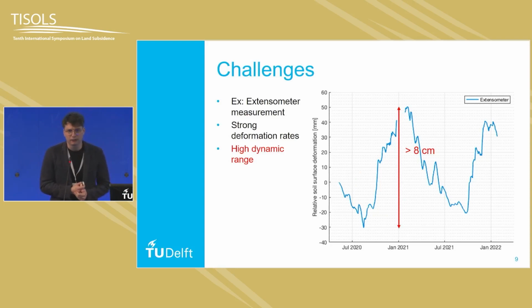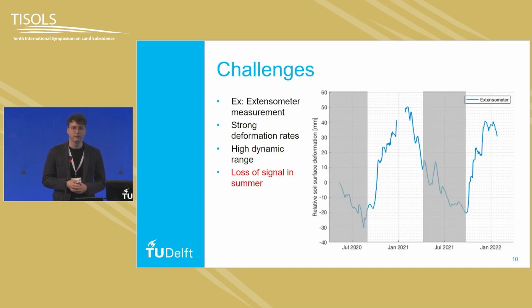We have a very high range throughout the year. You can get around 8 centimeters, and it can go up to like 10 centimeters throughout the year. And then the main one that I'm going to be talking about today is that we have basically a complete loss of signal in the summer.